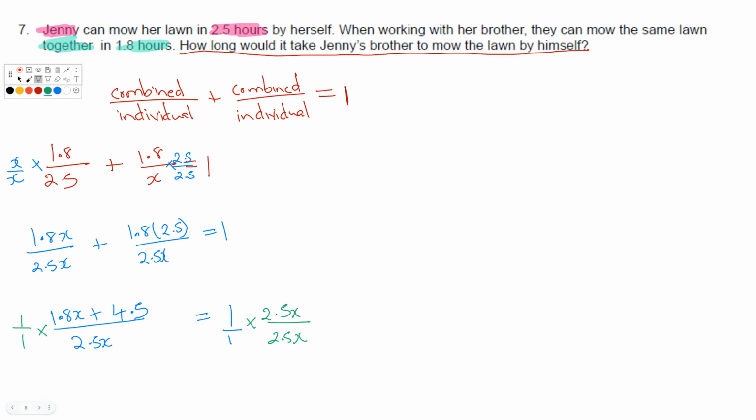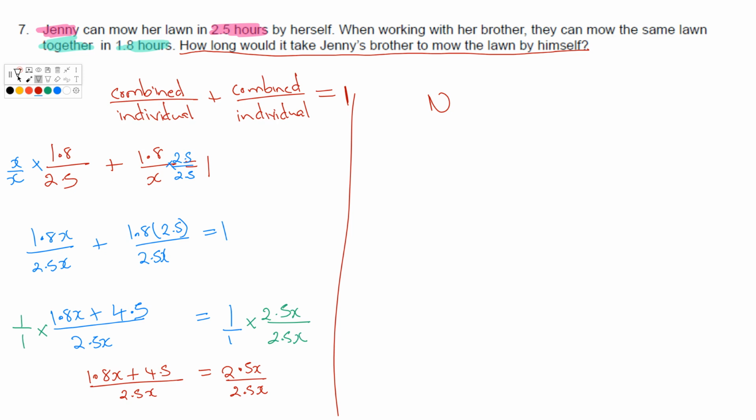And I simplify it. Nothing will change on the left side because I multiplied by 1. So that's 1.8x plus 4.5 over 2.5x. And since this is 1 over 1 multiplied by 2.5x over 2.5x, it's just 2.5x over 2.5x. Denominators are still the same, so we can clear the denominators and work with only the numerators.